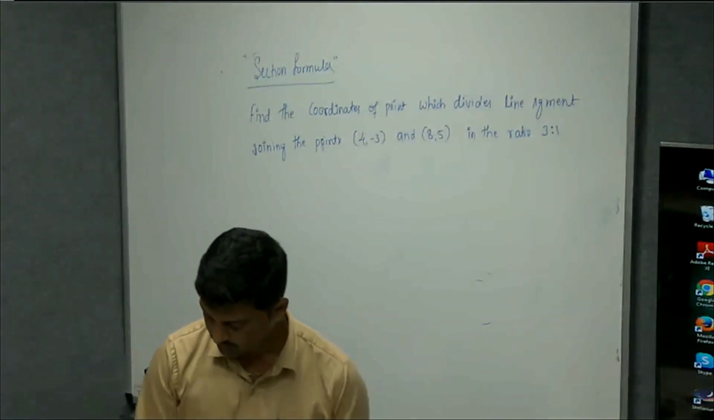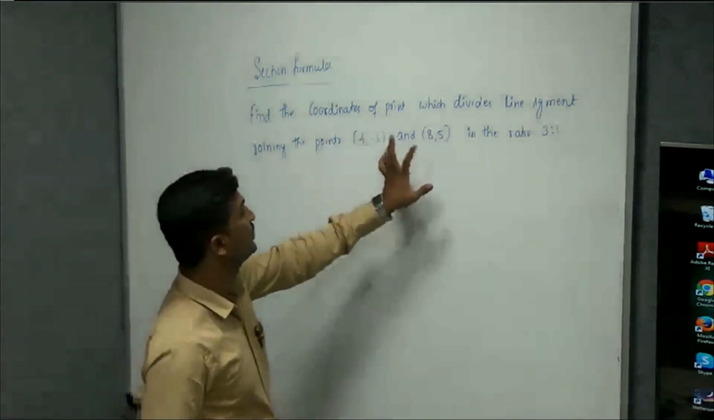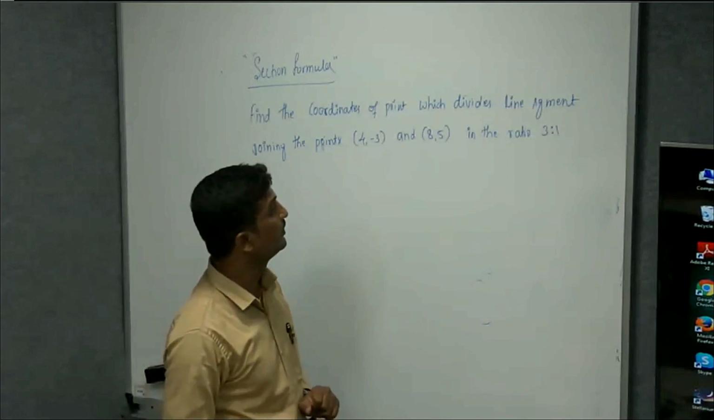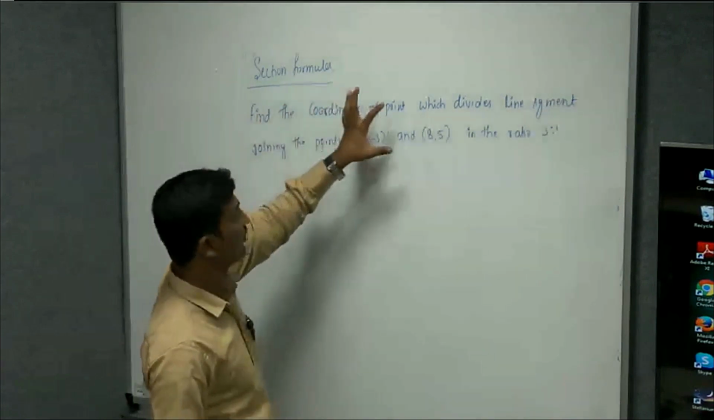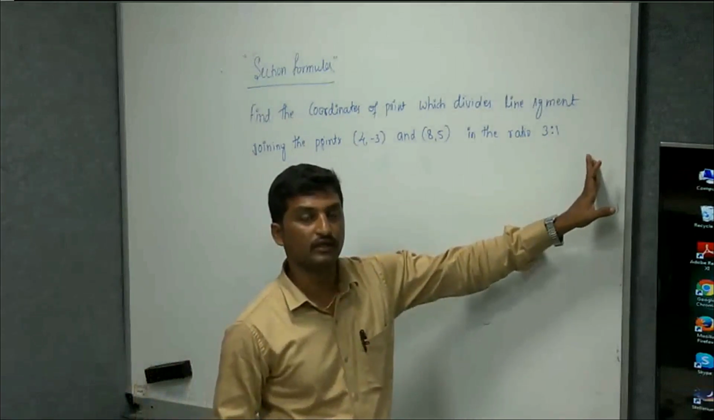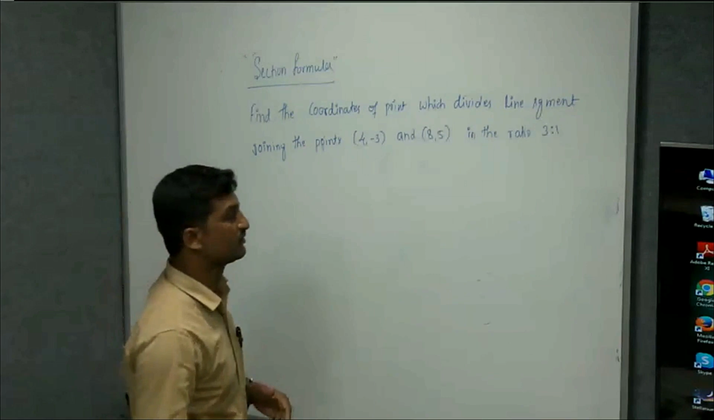So they have given these 2 points. If you join these 2 points, you are going to get a line segment. And there is one more point which divides this line segment in the ratio 3:1. Then what will be the coordinates of that point? Let us visualize how it looks.